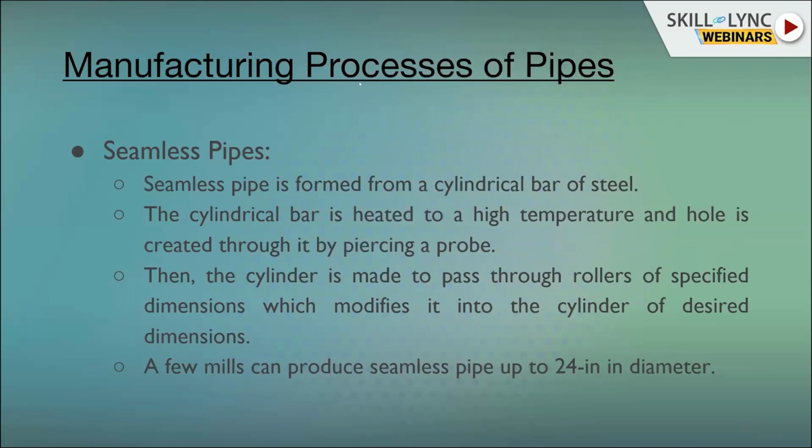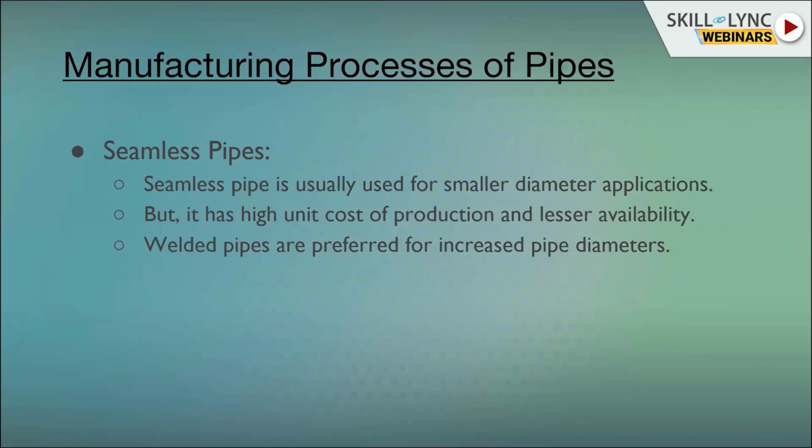Sorry for the interruption. For that reason, seamless pipes are manufactured up to 20 inches in diameter. Next slide, please. Seamless pipes are usually used for smaller diameter applications.